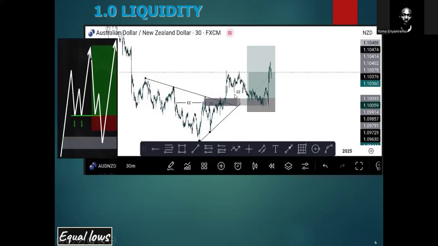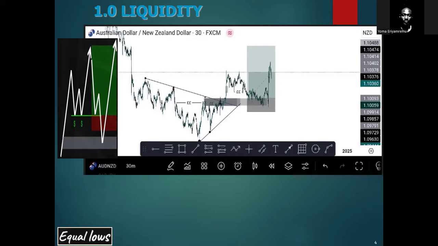So this is obviously playing out just as we have here, equal low, and then the market does what? The big boys in the market come to sweep this liquidity, break people's stop loss, mitigate the next order block, and then what do they do? They buy to the swing high. So that's what you should be looking out for in the market.